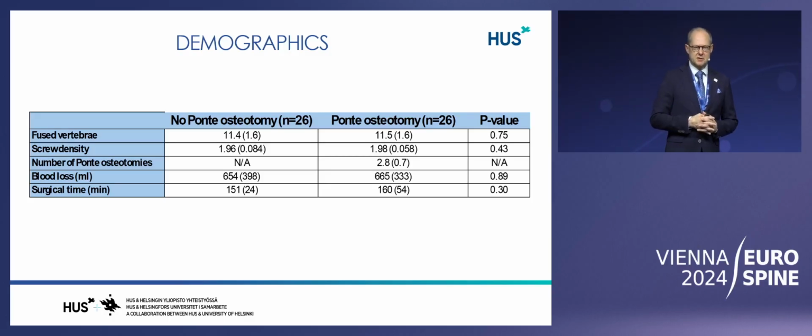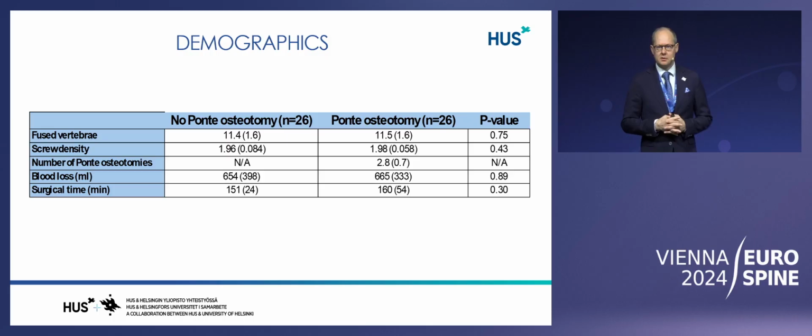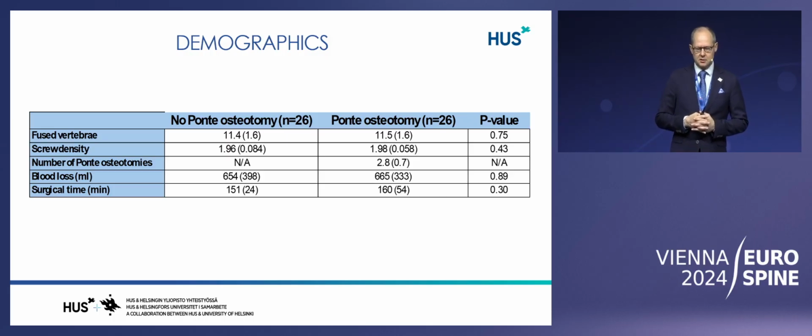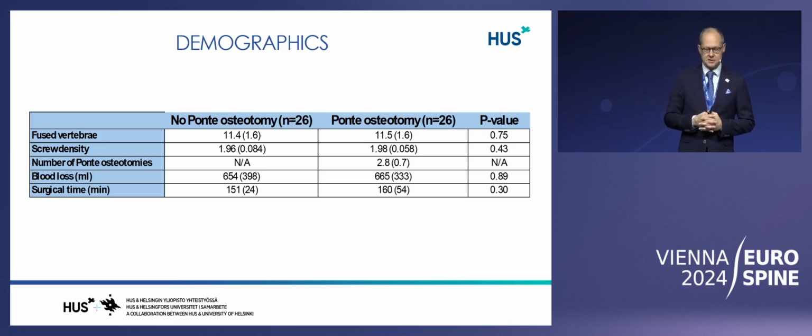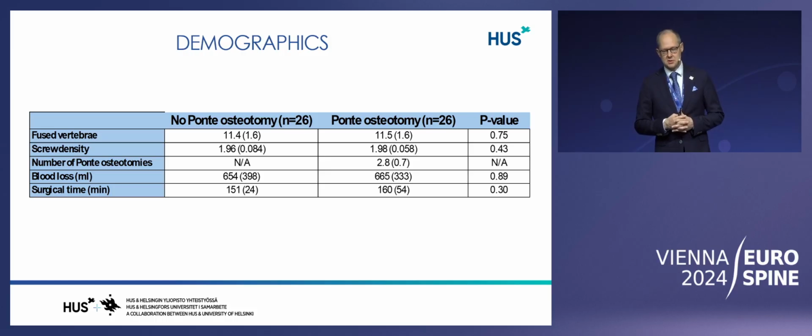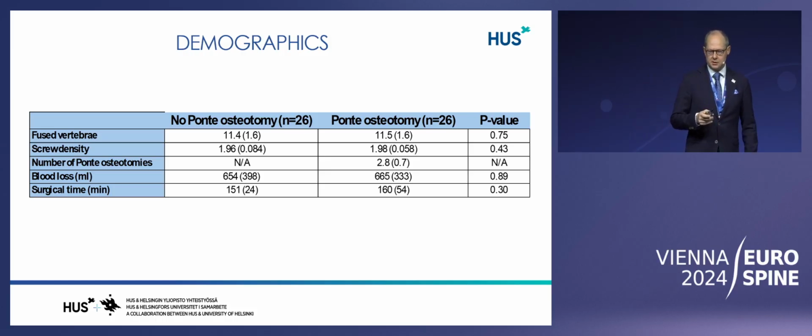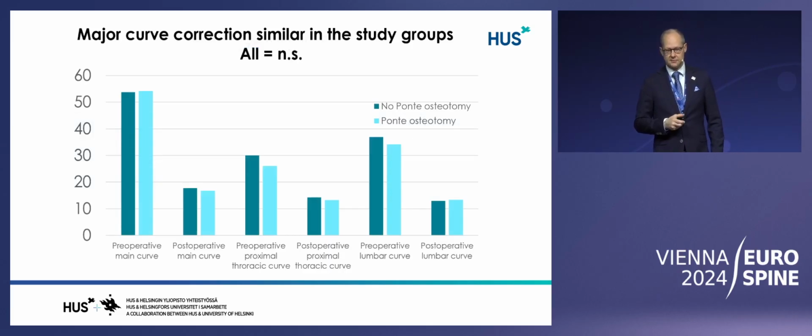So the groups were very similar. We fused a little bit more than 11 vertebrae. We aimed at screw density 2.0, and the patients in the Ponte group received 2.8 Ponte osteotomies, and obviously no Ponte osteotomies in the no Ponte group. The blood loss was around 650 in the no Ponte and 665 in the Ponte group, obviously no difference. Surgical time was 9 minutes longer in the Ponte group, again not a clinically or statistically significant difference.